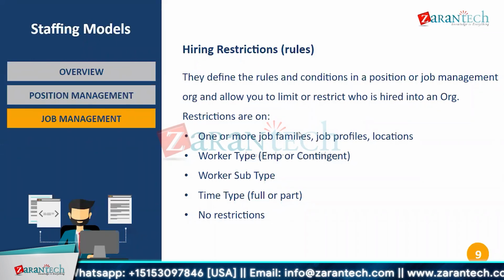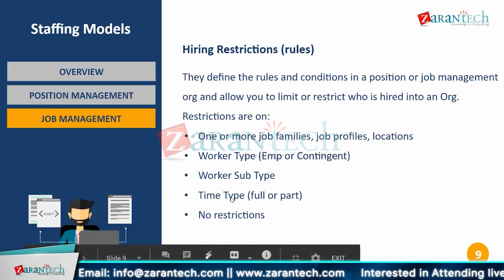So restrictions can be based on job family, job profiles and locations, or worker type. There's multiple worker types such as employee or contingent worker, worker subtype, and then full or part-time, or no restrictions at all. Or you could also have a choice that says override position restrictions.